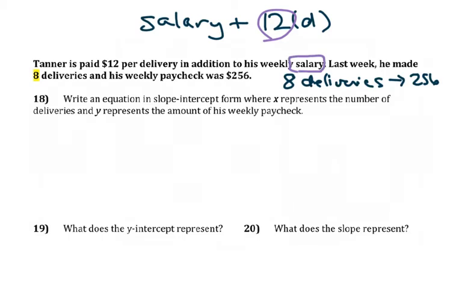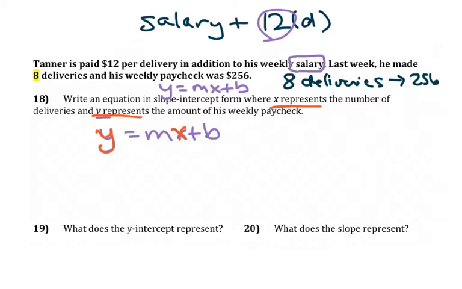So at number 18, it says write an equation in slope-intercept form. That means our answer has to be in the form y equals mx plus b. X is going to represent the number of deliveries. Y is representing the amount of his weekly paycheck. So let's start with y equals mx plus b. What do I know here? I know that x and y are going to stay x and y because they're my variables, and they can change. Maybe next week he'll do 4 deliveries, and the one after that he'll do 20. So those are variables, and they're going to stay variables.